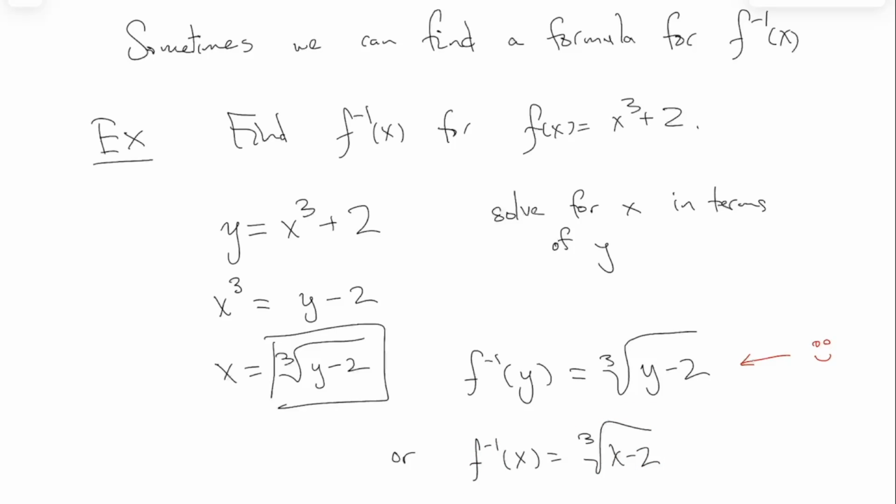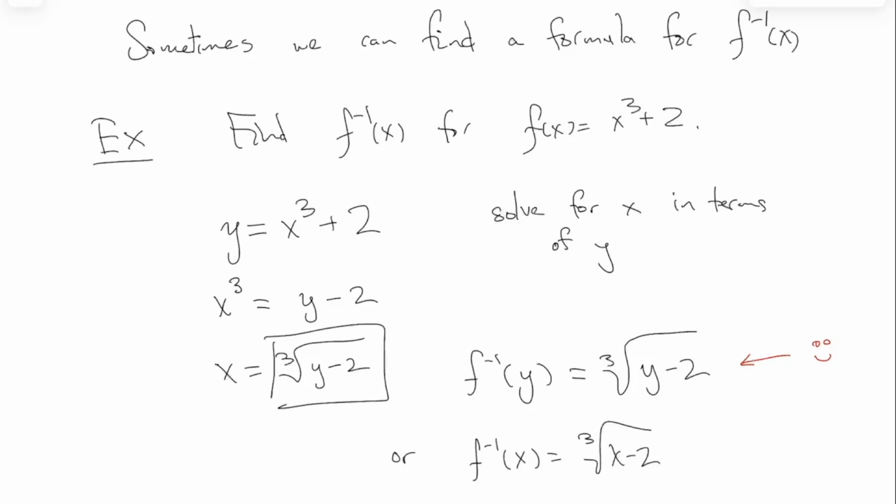Some people, when they learn this in high school, say the first step is to interchange the x and the y, and then you solve for y again. This always struck me as kind of weird, but if you want to do it that way, that's fine with me. Any thoughts about that one?